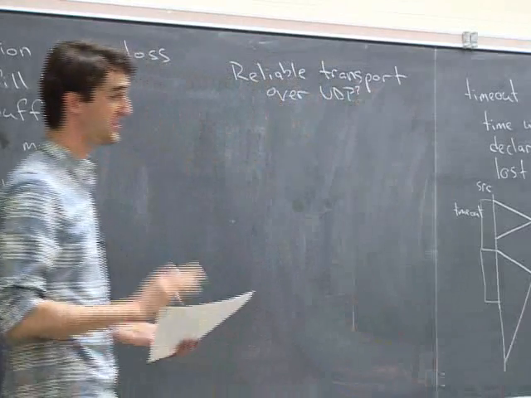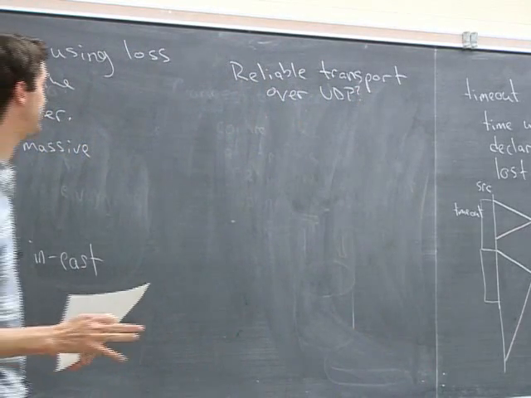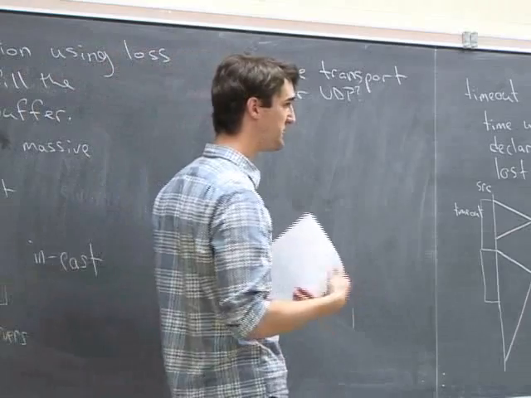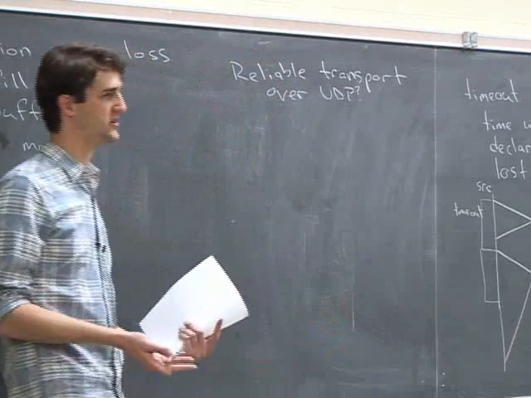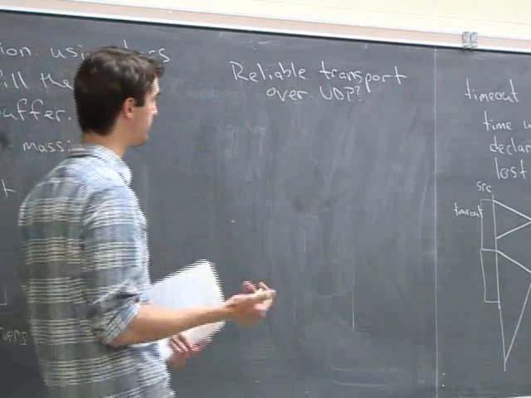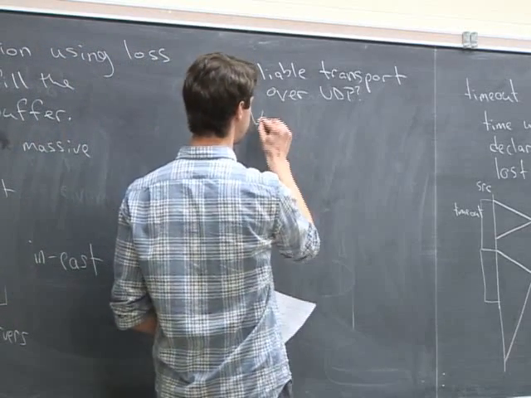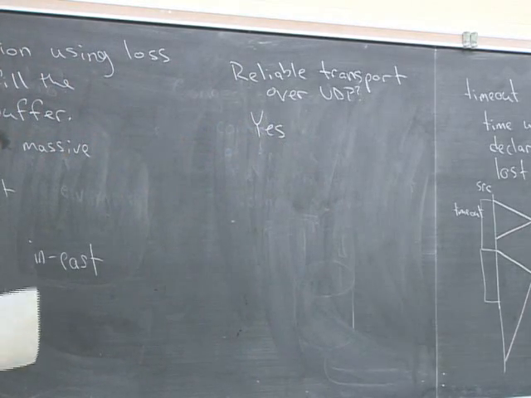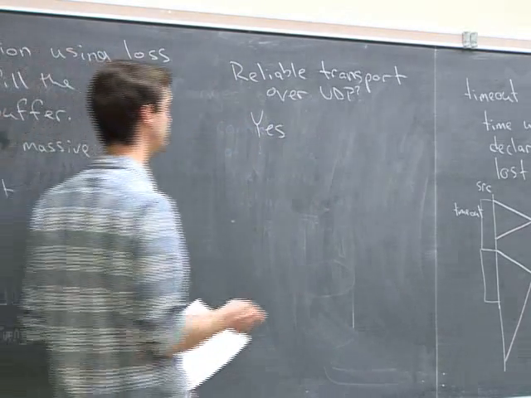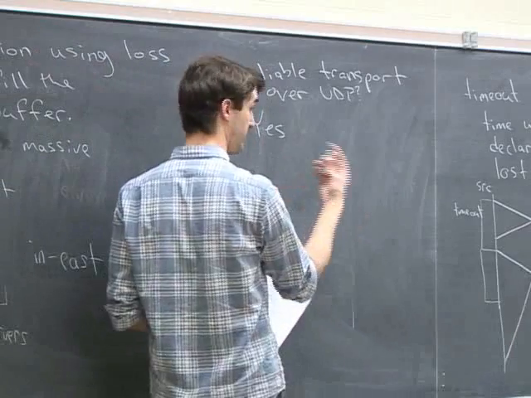All right, so now I marked this very leniently. If you said, okay, UDP is not a reliable protocol, I gave you half a mark. To get the full mark, you have to say, yes, we can actually do it. And the way you do it is the application itself has to do the error checking or provide the reliability.